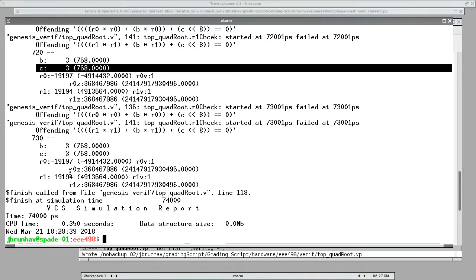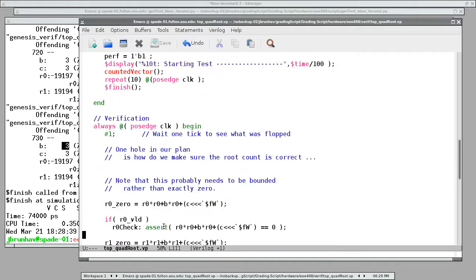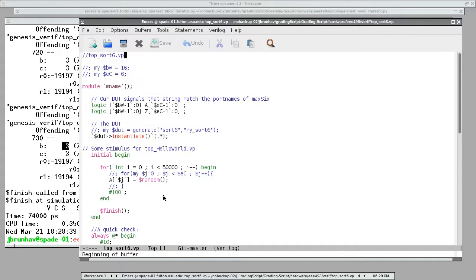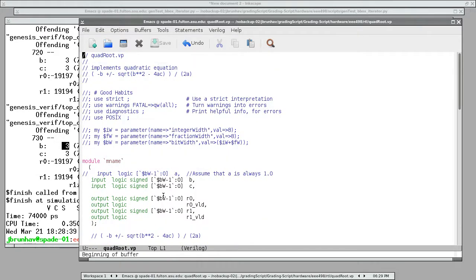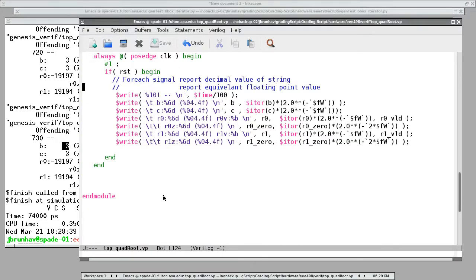All right, so this just looks wrong. So we know that the LSBs are 3. So this represents something like 3 out of 8. Is that what our defaults are? No, that's sort. This is QuadRoot. Yeah, our defaults are 8. So that's 3 out of 256, which should be a small number. So why is it printing like that?